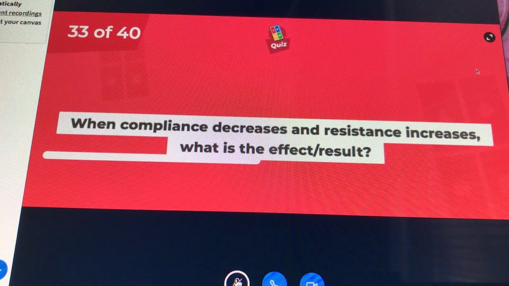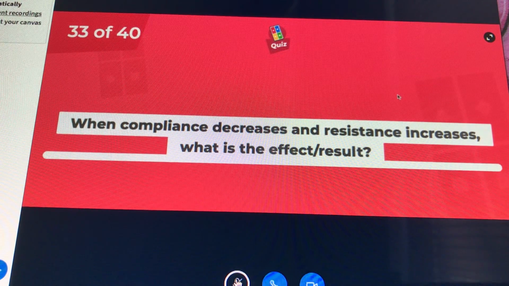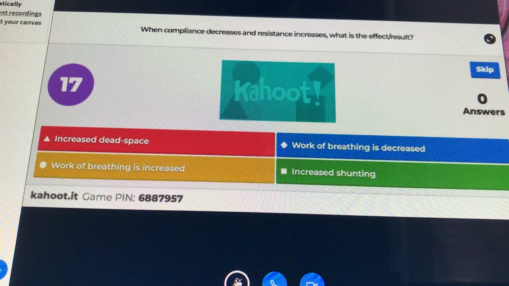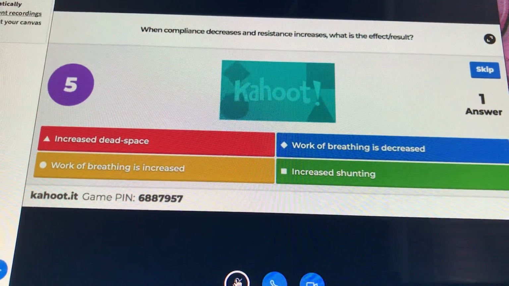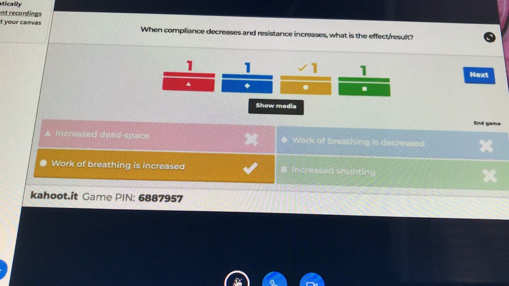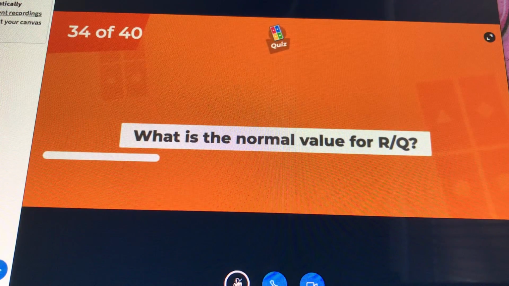So when compliance decreases and resistance increases, what is the effect or result? That would be an increased work of breathing. If your patient can't get the air in and they can't get the air out, it's going to be hard for them when it comes to breathing. They're not going to be able to do it very easily. What's the normal value for RQ?